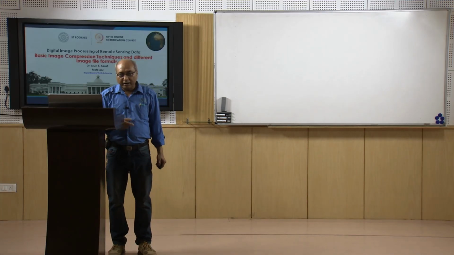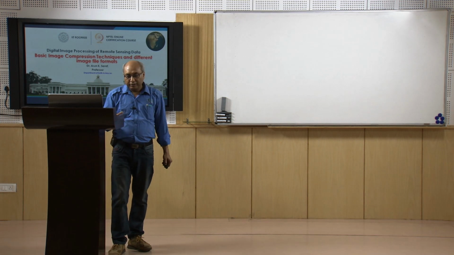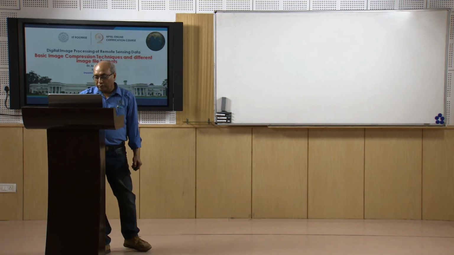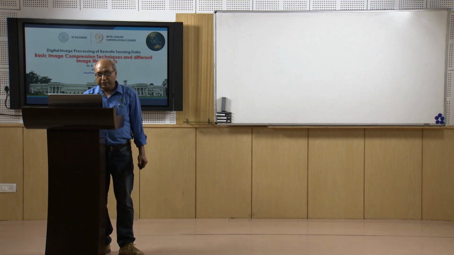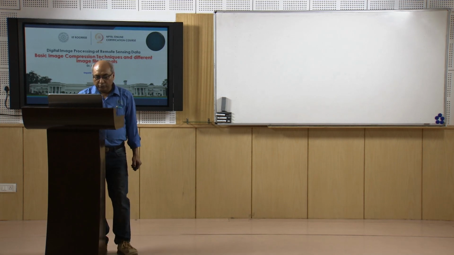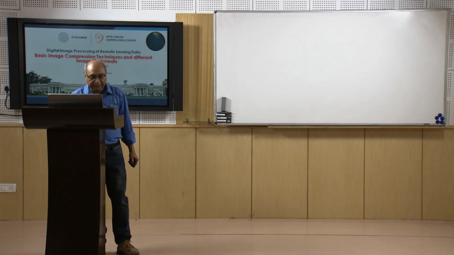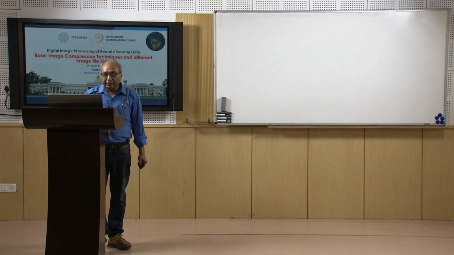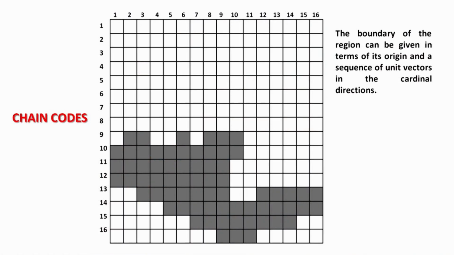For understanding we will look at the binary case, but of course data compression can also be performed on colored images, or 8-bit images, or any-bit images. So let's go to the first technique, which is called the chain code technique. In this one, the boundary of the region is recorded, the region being the smaller area out of the white and black. This is the boundary of this shaded area.